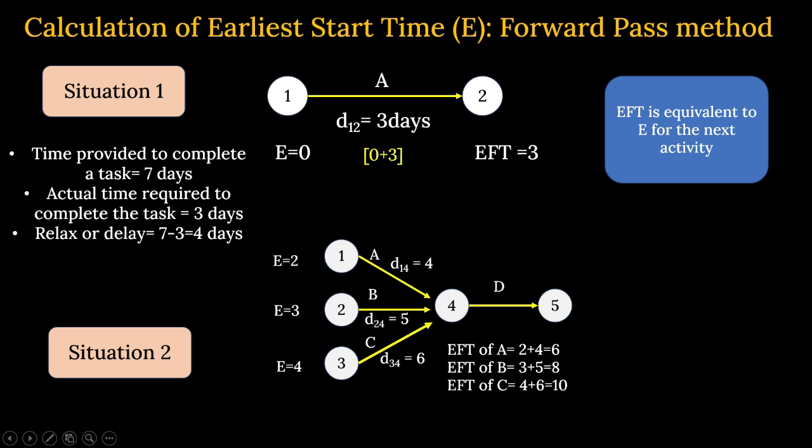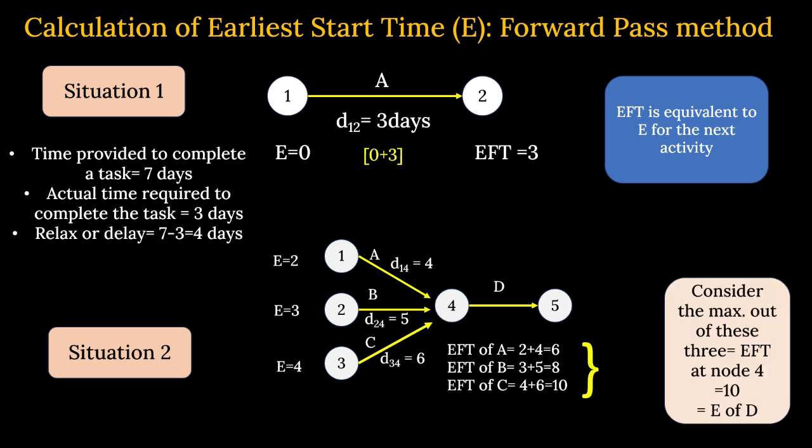Now we have 3 activities merging here. The earliest finish time of A is 6, of B is 8, and of C is 10. Which one is to be taken? Out of these 3, consider the maximum earliest finish time at node 4. Which one is maximum? 10.